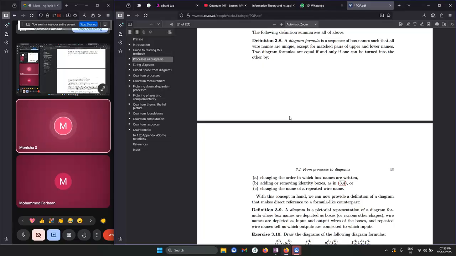A diagram formula is a sequence of box names such that all wire names are unique except for matched pairs of upper and lower names. Two diagram formulae are equal if and only if one can be turned into the other by 3 conditions. Changing the order in which box names are written, adding or removing identity box, as in figure 3.4, and we'll go back and check. Changing the name of a repeated wire name.